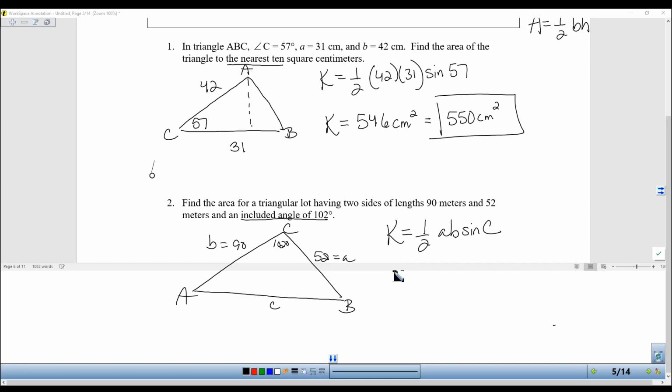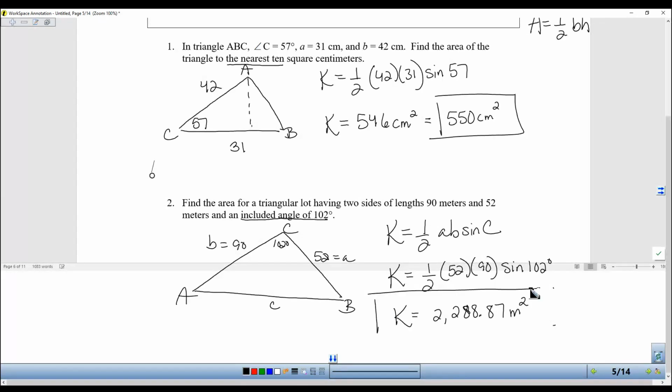So that would give us K is equal to 1/2 times 52 times 90 times sine of 102. And that would give me 2,288.87. What is our units? Square meters. It doesn't say anything about how to round, so you can just leave your answer just like that.